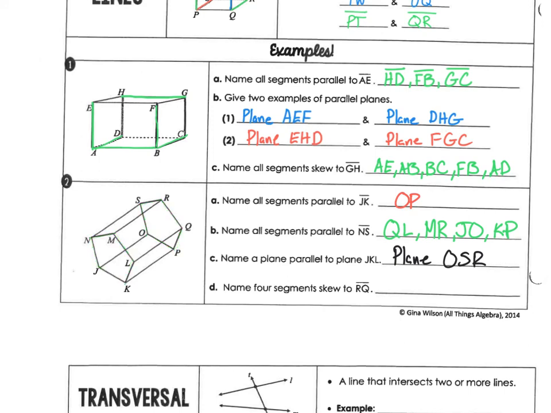So if it's saying RQ, so we're looking here. Something that is skewed to that would not run into it, would be J and O. J and K is good. J and N. And K and P, good. Yep. So J and N, J and K, J and O, and K and P. Okay? We'll do the backside tomorrow.